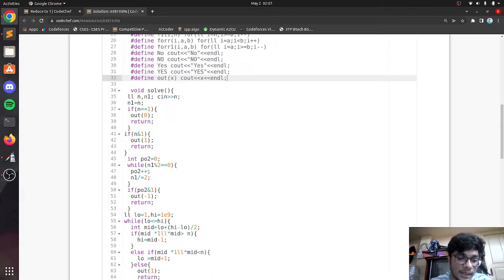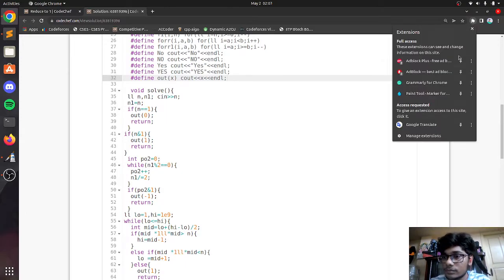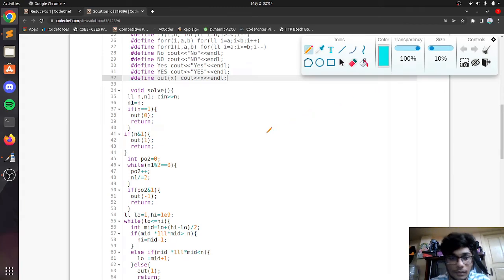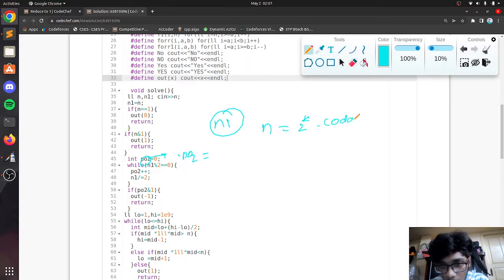Then right now I'm checking, if you take the n, and PO2 means the number of multiples of 2 in that n1 number, that is what I am calculating. Suppose this number equals 2 power k into some odd, then we are calculating this PO2 equal to k, the number of 2's in that.